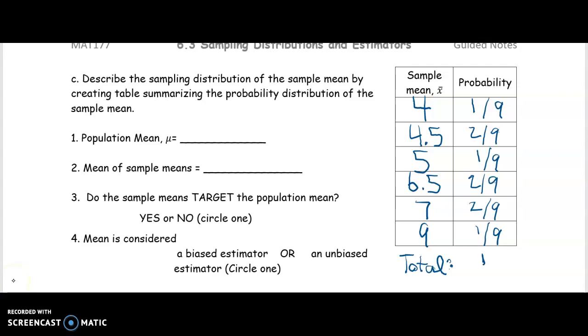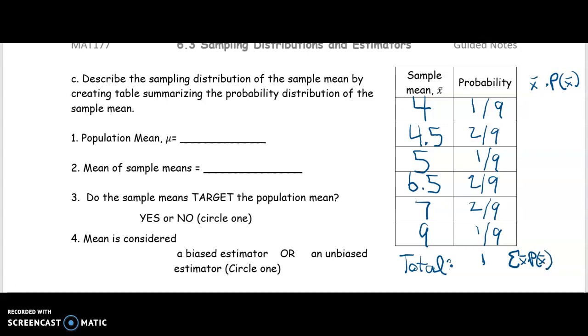Now we need to find the mean of the sample means, or the expected value. To do that, we're going to take each mean and multiply it by the probability of that mean occurring. And what we'll find is the sum of each x bar times p of x bar. And that's our expected value for the means.